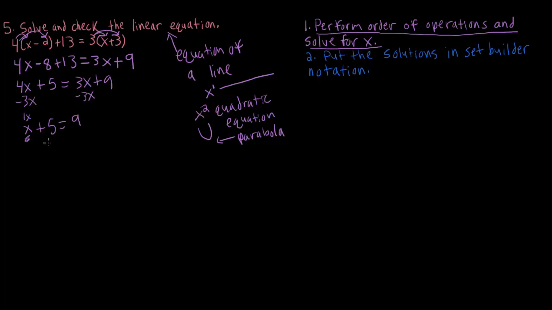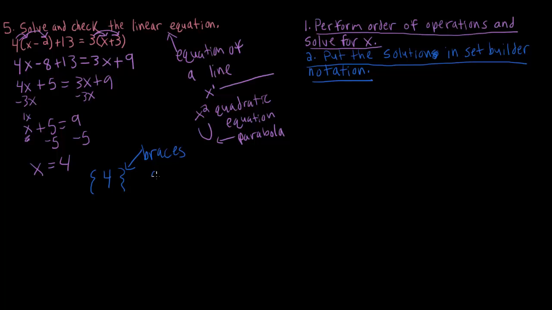So to get x by itself, we can subtract 5 from both sides. And then 9 minus 5 equals 4. x equals 4. And the last step, we have to make sure to put the solution in set builder notation. So set builder notation is just using these braces right here. These are called braces or curly brackets.